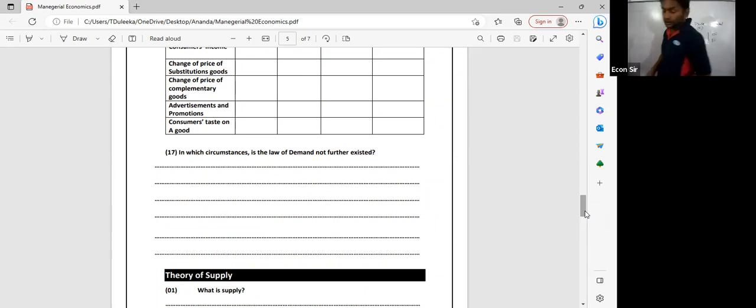But the examiner will test you. What are the situations where the law of demand no longer exists? The law of demand is no more there.